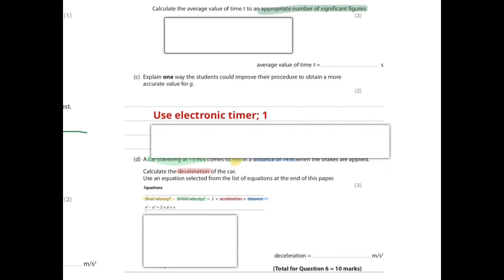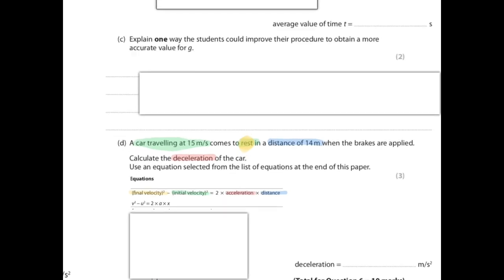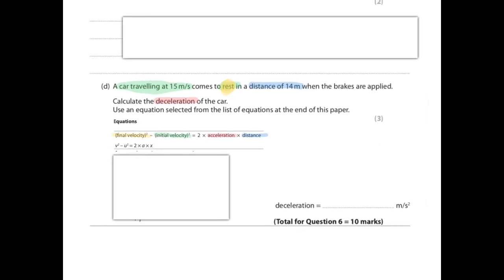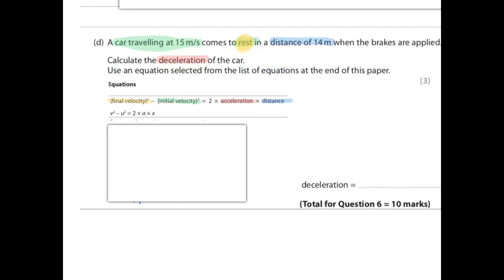2 marks. A car travelling at 15 meters per second comes to rest in a distance of 14 meters when the brakes are applied. Calculate the deceleration of the car. Use an equation selected from the list of equations at the end of this paper. So if you go to the end of the paper, look through the list and it should be pretty obvious which one you need to pick.